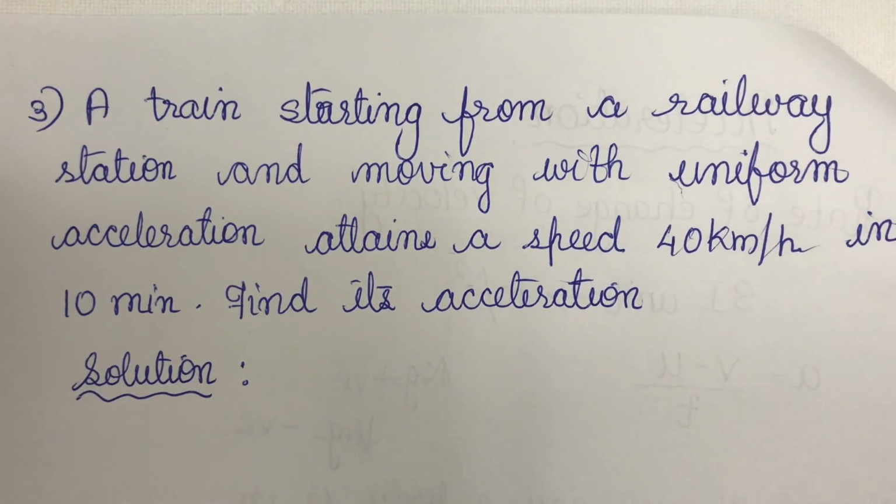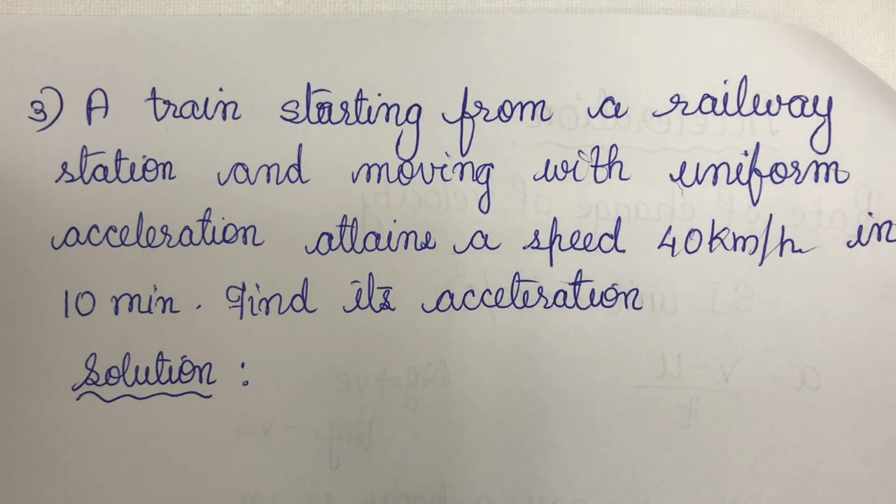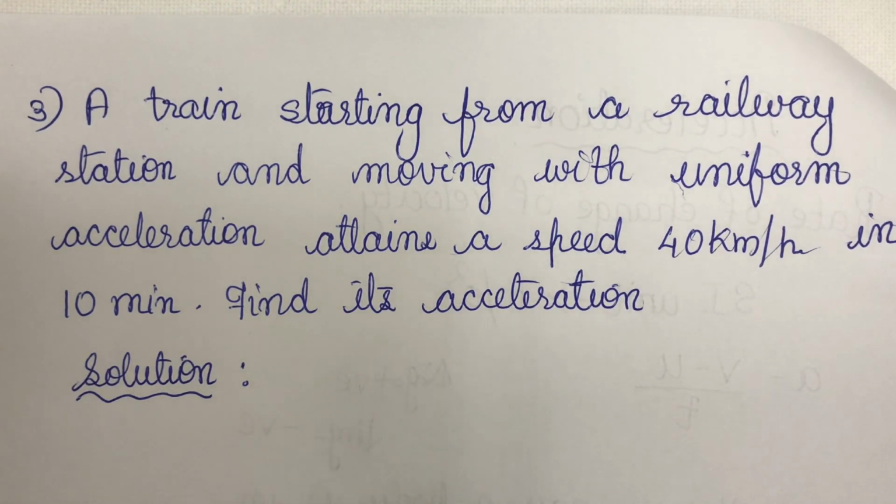Our next question is, a train starting from a railway station and moving with uniform acceleration attains a speed of 40 km per hour in 10 minutes. Find its acceleration. Here also we have to find the acceleration. So what is the formula? a is equal to v minus u by t. So we need v, we need u, and we need t.